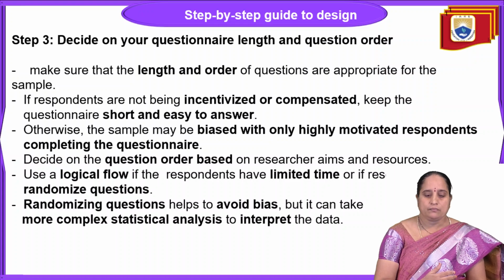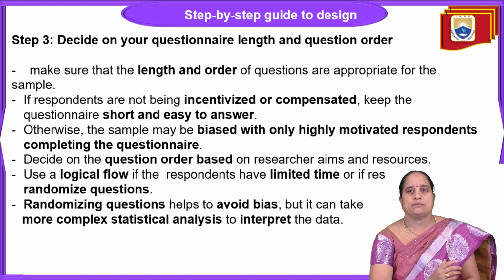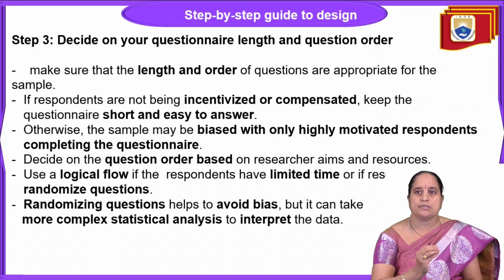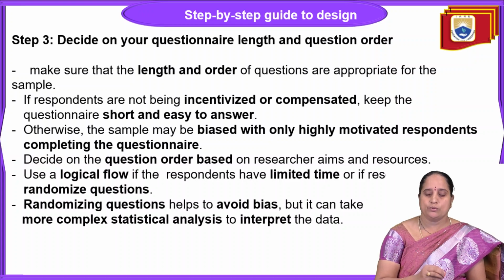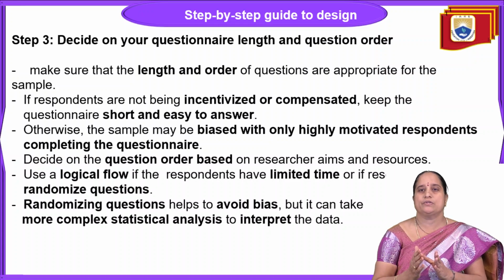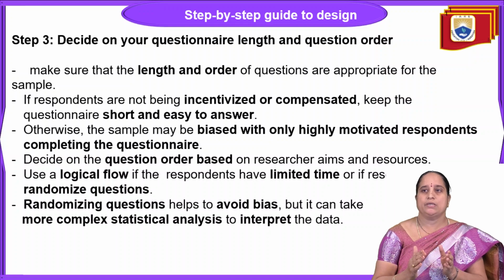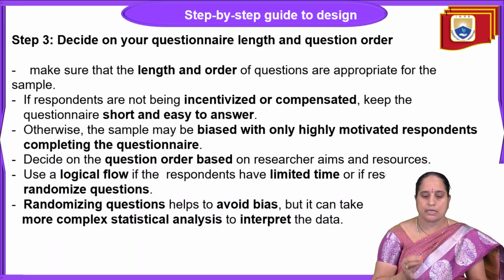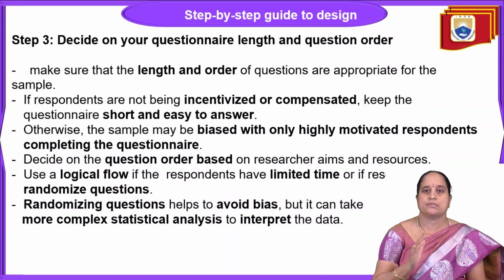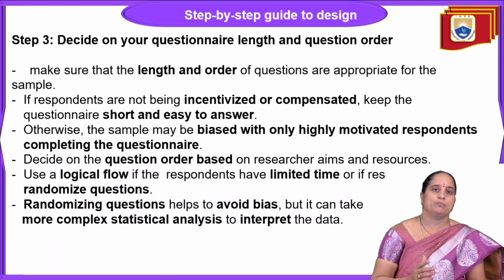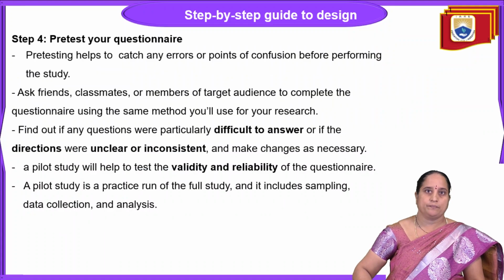complete it. So decide on the question order based on researcher aims and resources. Use a logical flow. We should not miss the logic, especially if we have only limited time, or if the researcher cannot randomize the questions. Randomizing questions helps to avoid bias, but it can require more complex statistical analysis to interpret the collected data.